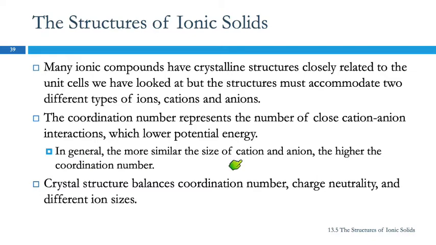If the sizes of the cation and the anion are similar to each other, it's going to be more like a perfect cubic unit cell, or one of those unit cells, and you're going to have a higher coordination number. You also have to take into account charge neutrality and the different sizes, right? So if you have calcium chloride, you have one calcium ion and two chloride ions. How do we fit all those guys in the unit cell?